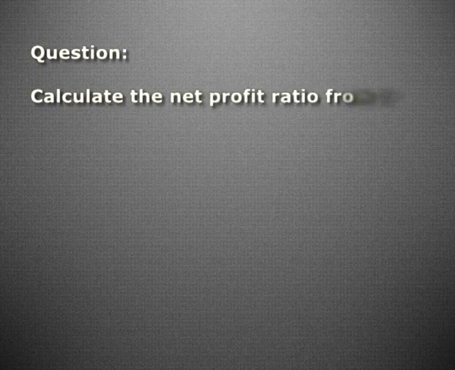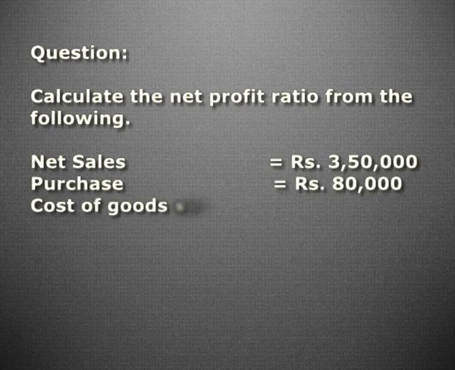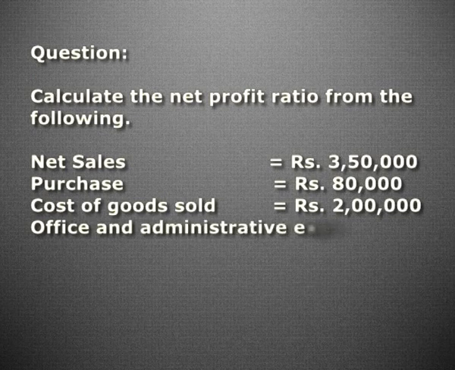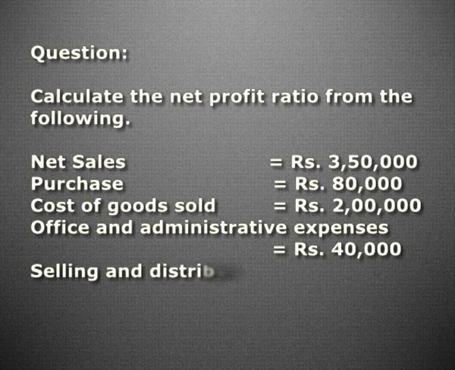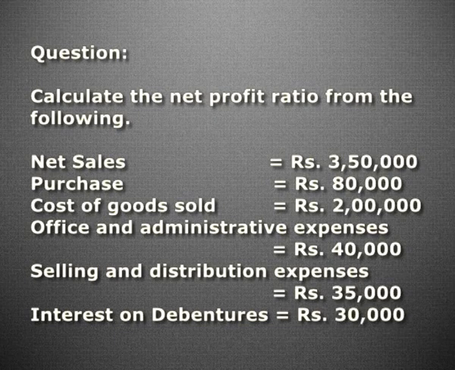Question. Calculate the net profit ratio from the following. Net sales is equals to Rs 3,50,000. Purchase is equals to Rs 80,000. Cost of goods sold is equals to Rs 2 lakhs. Office and administrative expenses is equals to Rs 40,000. Selling and distribution expenses is equals to Rs 35,000. Interest on debentures is equals to 30,000.